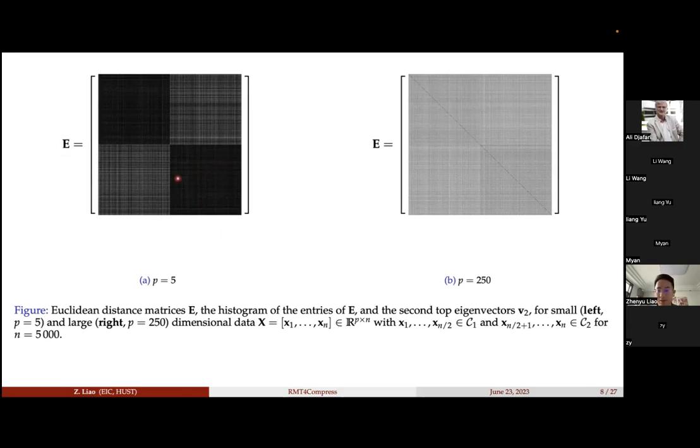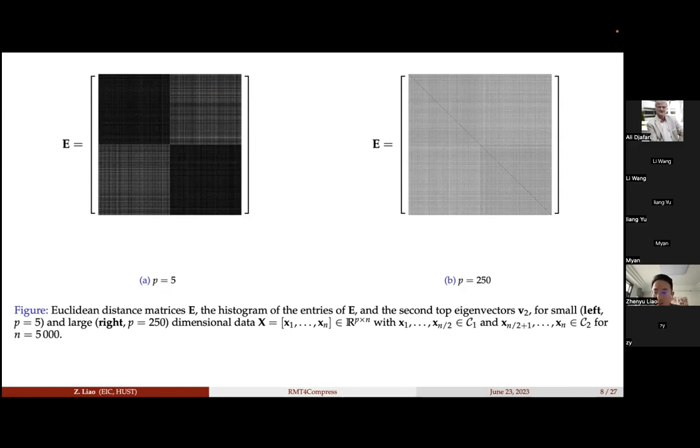And we also understand why the off-diagonal blocks are whiter. They are whiter because they compare data points from different classes, and their distance is larger, and they have a larger value in this Euclidean distance matrix. So that's why we have this block behavior, but only in the case of p equal to 5, the small dimensional region.